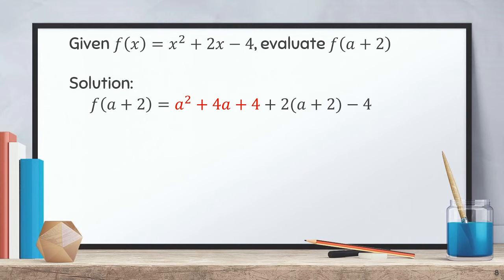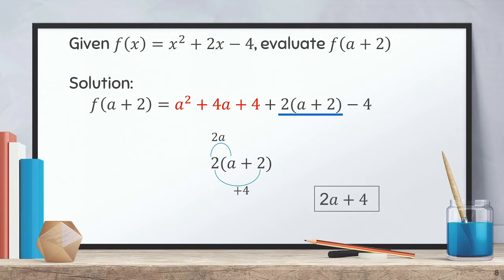Now, we have to simplify that part. So we have 2 times a plus 2. By multiplying through distribution, 2 times a is 2a, and 2 times 2 equals 4. So when we simplify the middle term, the answer is 2a plus 4.